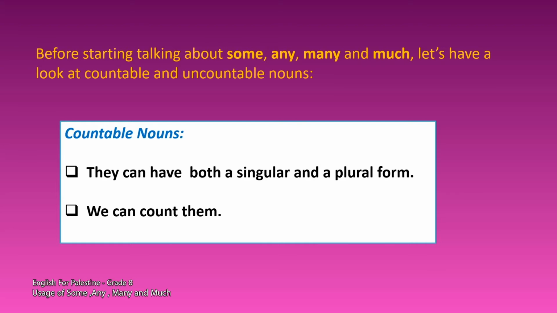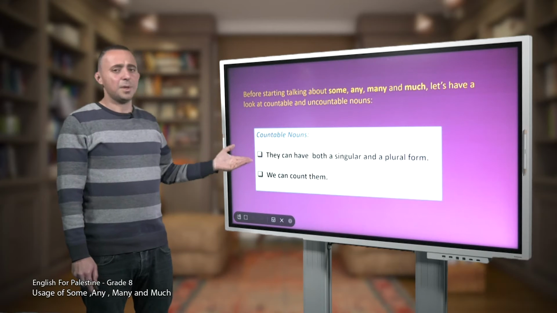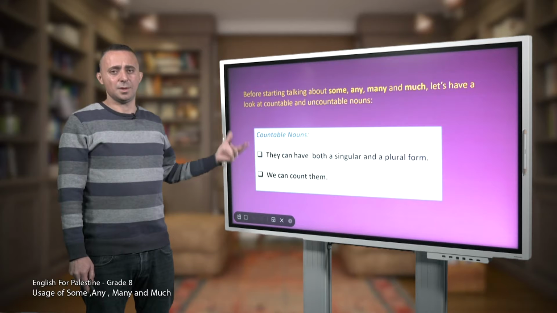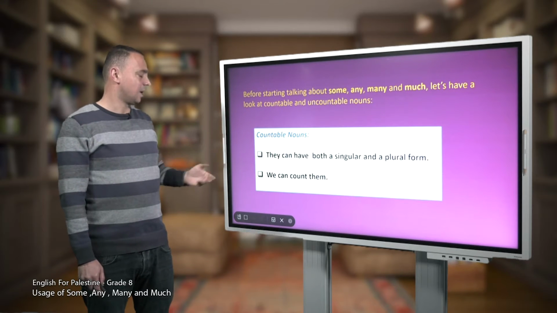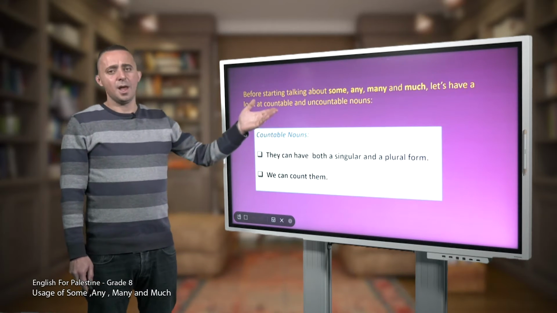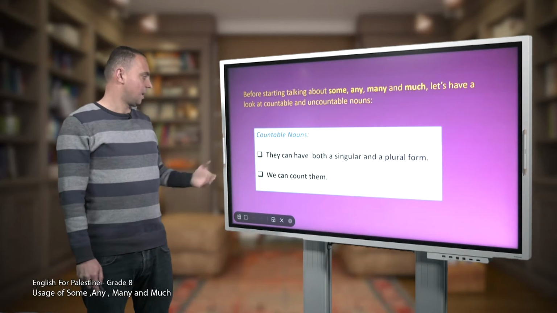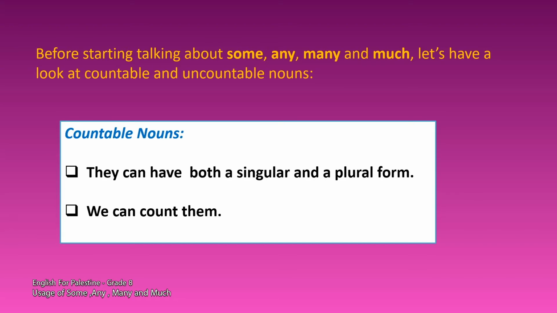Countable nouns. What about countable nouns? They can have both a singular and a plural form. They also can be counted. Again, the countable nouns can have both a singular and a plural form, and they also can be counted.